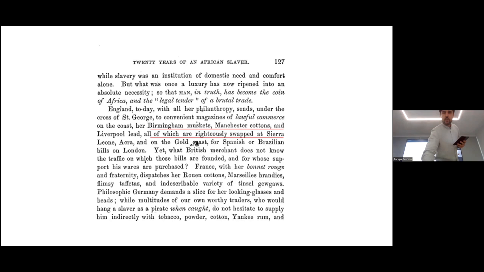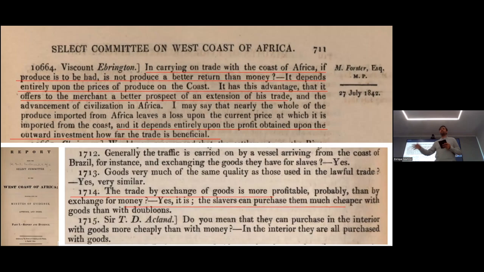And here, this is from an interesting report where the parliament interviews the slave traders, or even just the merchants who come back to report on what the slave trade is like in the 1840s. And he says the structure of the legitimate trade is very similar to the slave trade. Same goods are used to transact. Trade by exchange of goods is more profitable, probably, than by the exchange of money, he asks the parliamentarian. The guy is interviewing the merchant from Sierra Leone. He says, yes, it is, of course. The slavers can purchase them much cheaper with goods than with money.